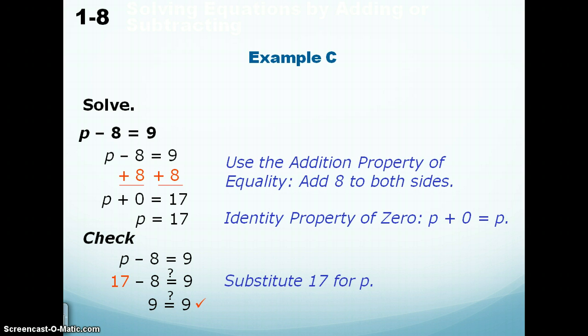Remember, the most important part of this lesson is showing your work. That is what we're trying to accomplish in Chapter 1, Section 8.